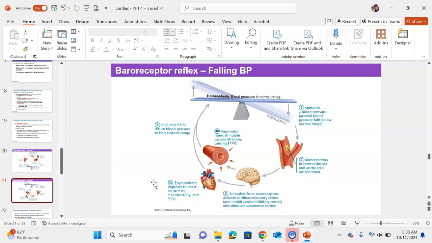Contractility goes up because that epinephrine is now facilitating more calcium getting into the myocardial cells. All right. And then cardiac output goes up. So all of those things increase. And then look at this one.